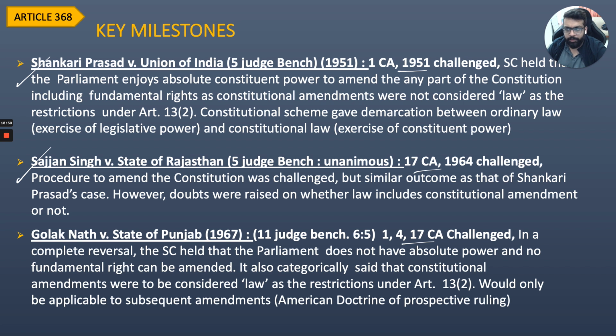Wherein Golaknath overruled Shankri Prasad and Sajjan Singh, it was an 11 judge bench. This was a 5 judge bench, and this was a 5 judge bench. So you always require an equal number of judges or higher to overrule a previous Supreme Court decision. This is also why Kesavananda Bharati becomes a 13 judge bench, which of course I'm going to discuss.